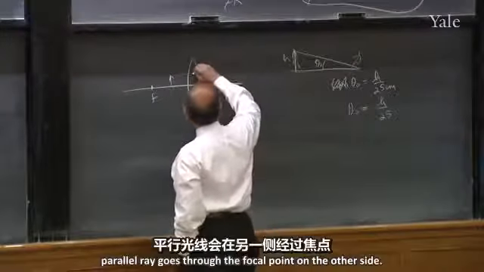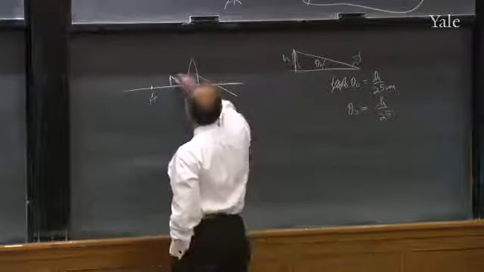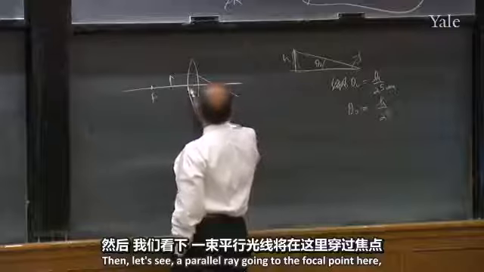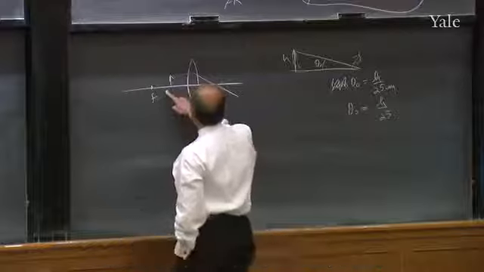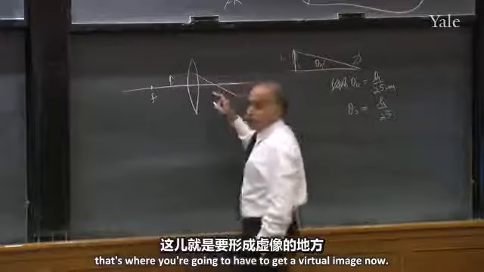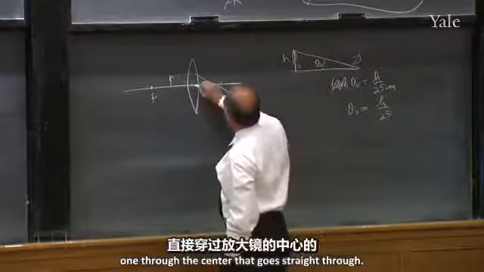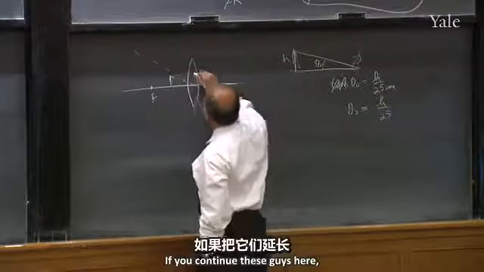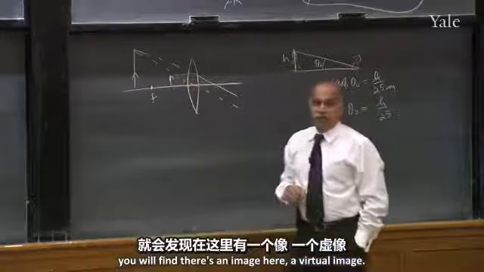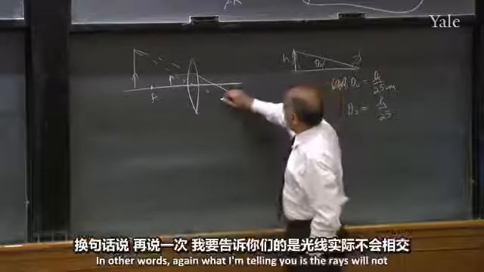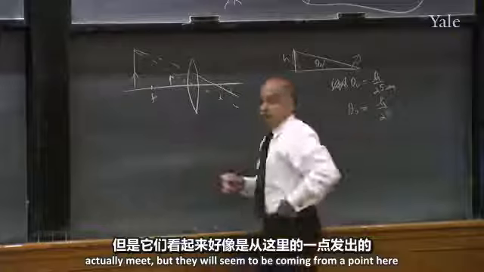So the parallel ray goes to the focal point on the other side. Then, let's see, a parallel ray going to the focal point here. That's where you're going to have to get a virtual image now. Understand? Another ray you can draw is one through the center that goes straight through. If you continue these guys here, you will find there's an image here, a virtual image. In other words, again, what I'm telling you is the rays will not actually meet, but they will seem to be coming from a point here.